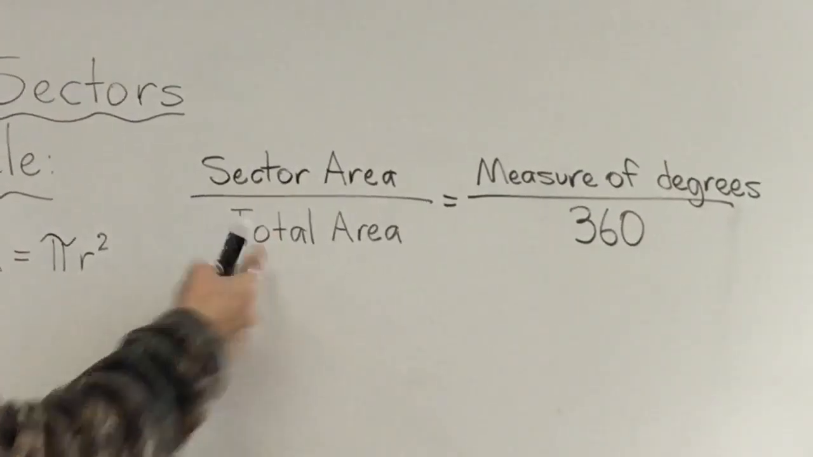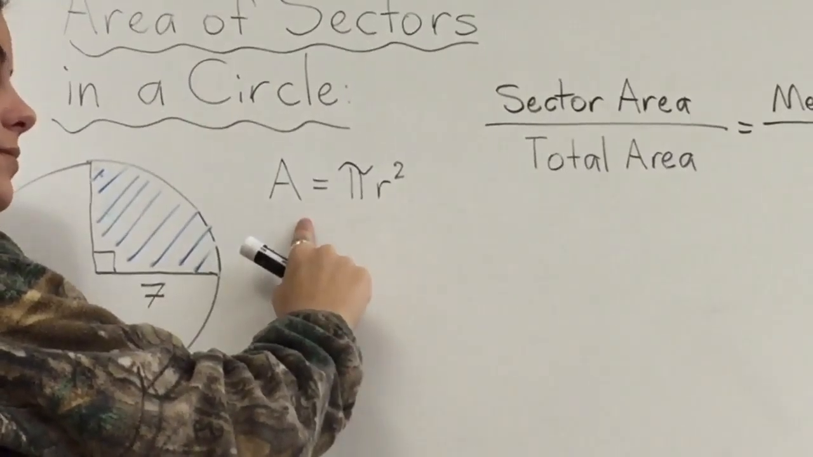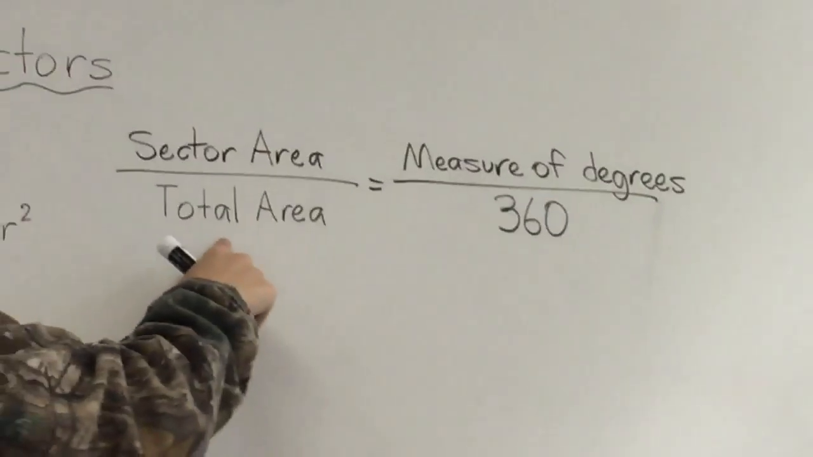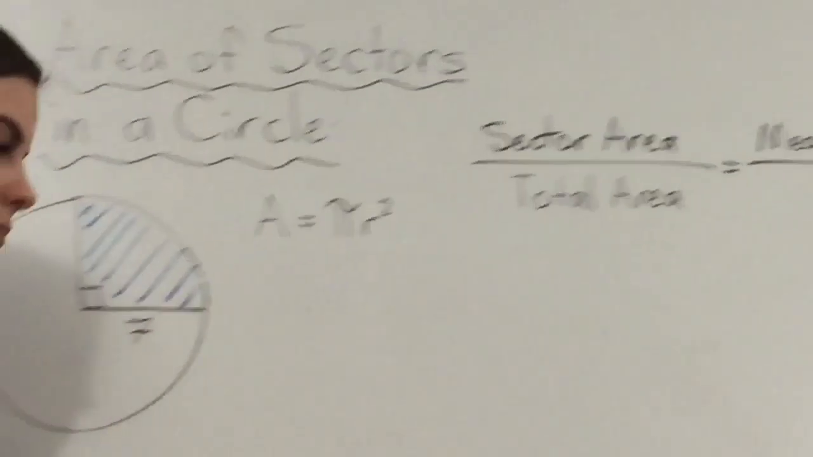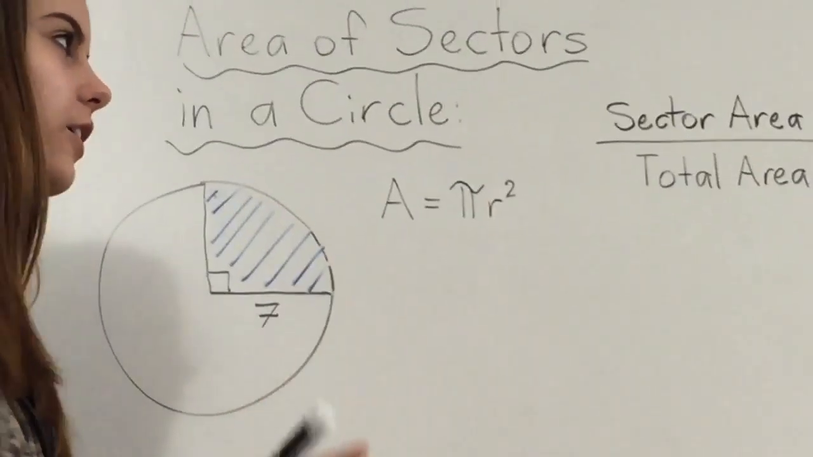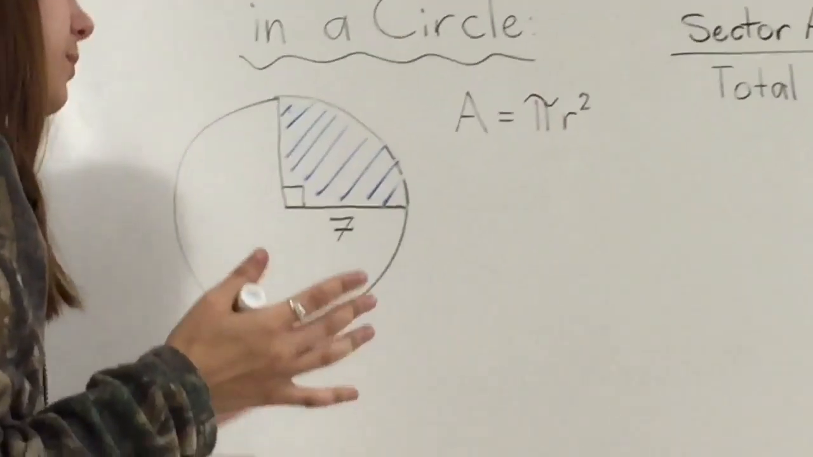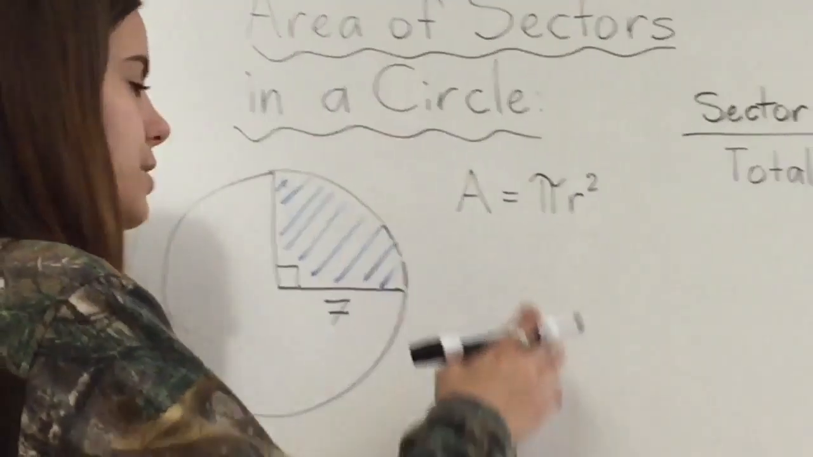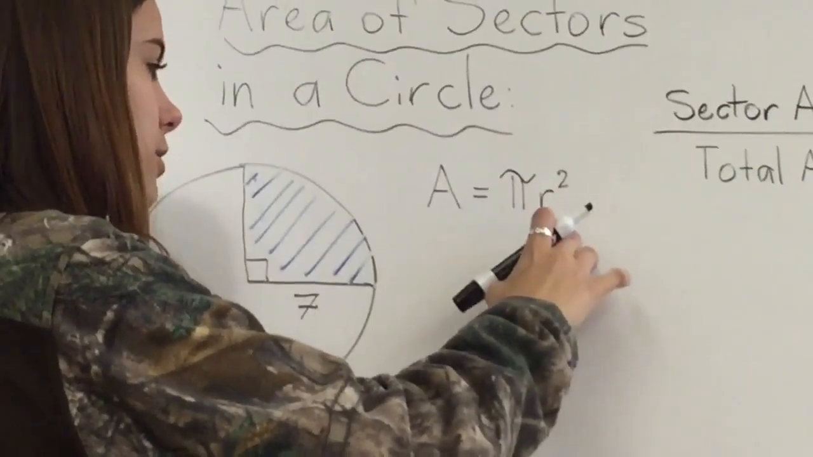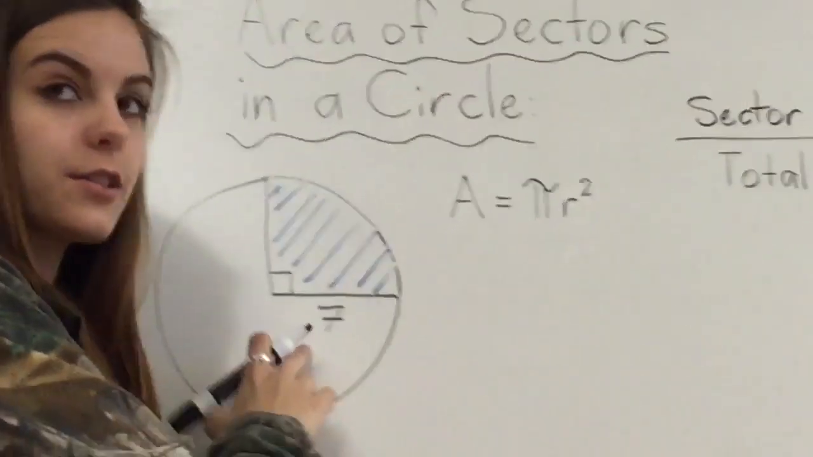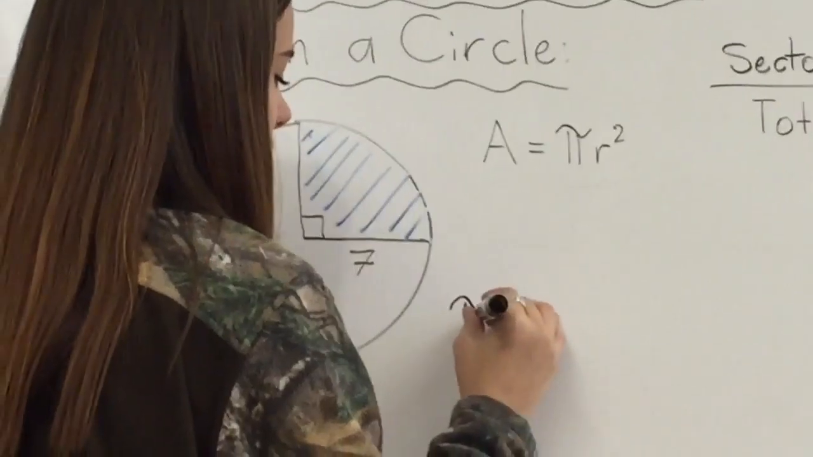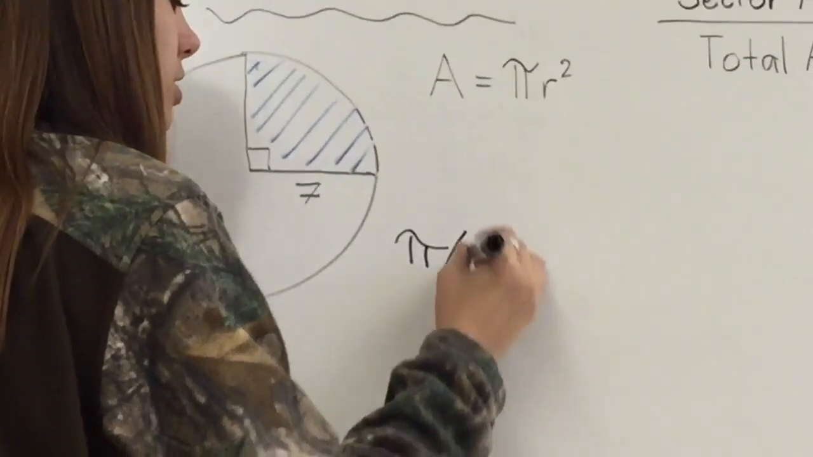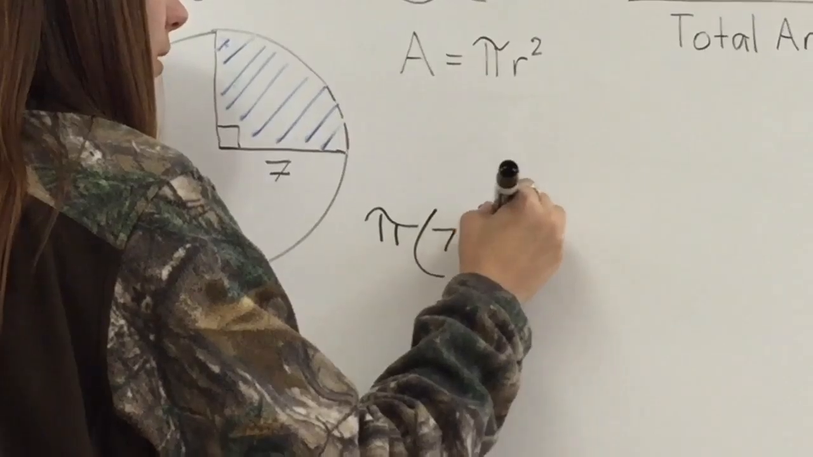So we take the total area, which is what we use this formula for, and we plug it in there, and then the measure of the degrees of just this sector over 360. And then we multiply it all out and find the sector area. So I'm going to do that right now. So we're going to start with the total area of the circle, which all we need for that is the radius. So we're going to do pi times our radius, which is 7, and then squared.